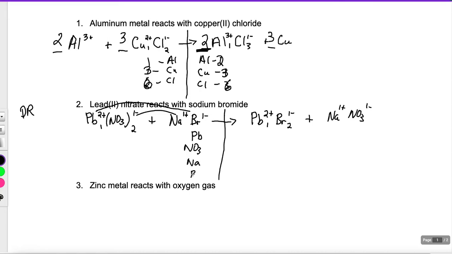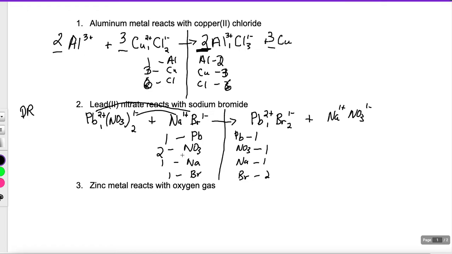Sodium, and then bromide. So lead, nitrate, sodium, and bromide. Okay, let's count. 1 lead, 2 nitrate, 1 sodium, 1 bromide. 1 lead over here, 2 bromides, 1 nitrate, 1 sodium.